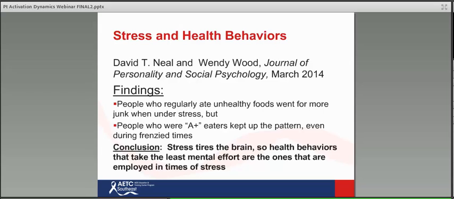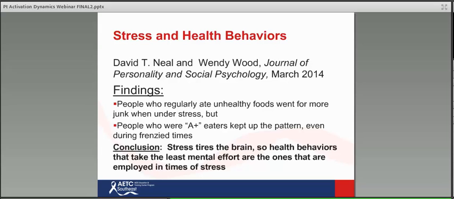So the conclusion these authors made was that stress tires the brain. So health behaviors that take the least mental effort are the ones that are employed during times of stress, meaning we revert back to things that are easier and take less effort. So remember that engaging in new behaviors is really hard, and sustaining them even harder.